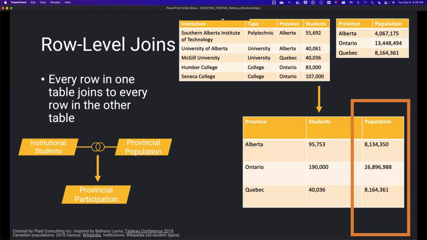To get around this, when we go and aggregate our data, we can see that this doubling effect has actually come into play for our sums. And so the population of Alberta and Ontario here is showing us higher than it otherwise should be.